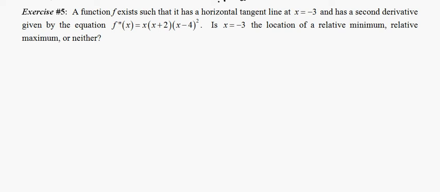In number 5, it says that we've got a function, f. We don't know what its formula is, but we know it has a horizontal tangent line at x equals -3 and has a second derivative given by that kind of beastly looking expression. Then it asks, is x equals -3 the location of a relative minimum, a relative maximum, or neither? Pause the video and think about what we just talked about with concavity and see if you can come up with any conclusion about what type of feature x equals -3 represents. Pause the video now.